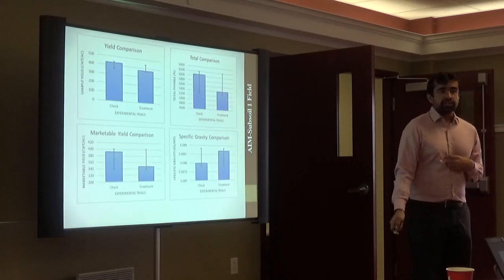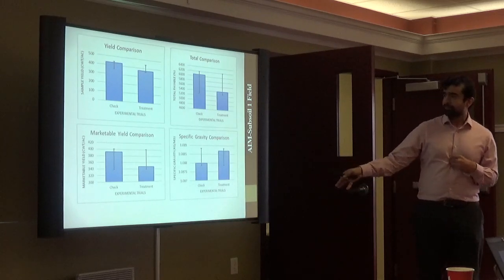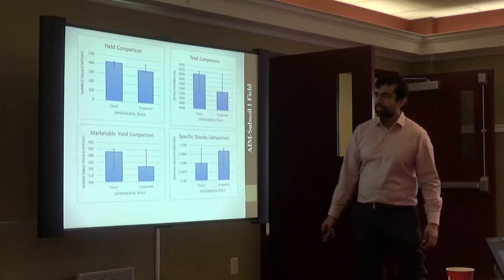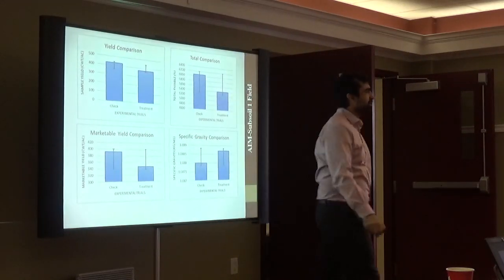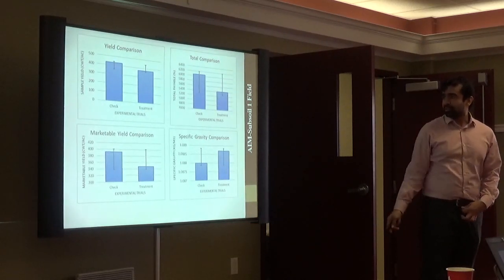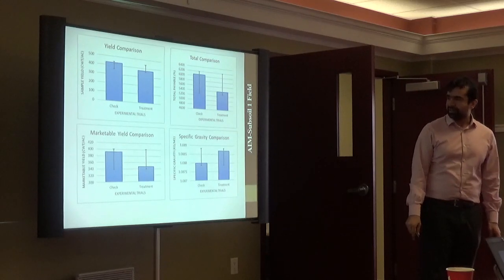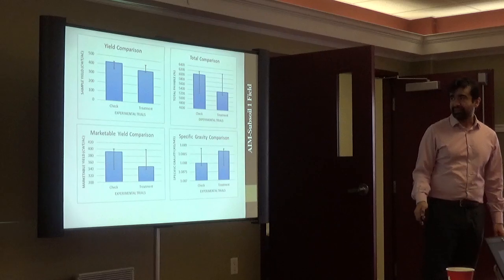So in 2022, we again had 2 fields. If you look at the yield trend, in this one the trend was a little bit opposite. The checkpoint, which is the grower standard, had the higher yield compared to the subsoiled areas, and a similar trend for the total comparison. The marketable yield was higher, and specific gravity was not significantly different.